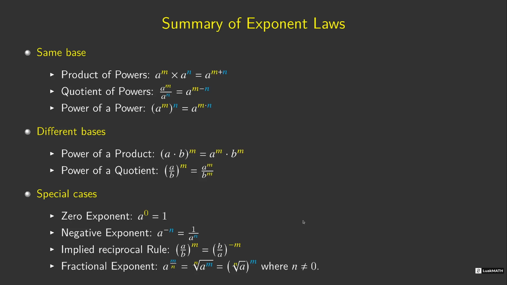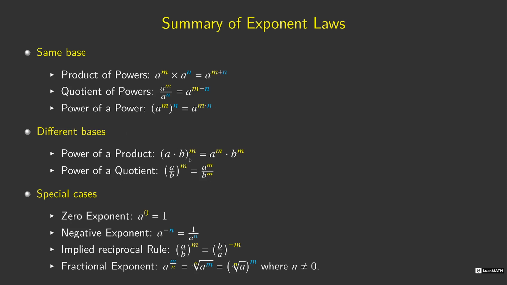Okay, so we've seen a lot, and this is a summary of everything we've seen so far. The very first case here deals with the same base. In this case, product of powers, a to the m times a to the n. You can just add exponents, so that becomes a to the m plus n. If you have a quotient, you subtract. A raised to m divided by a raised to n equals a to the m minus n. If it is the power of a power, a to the m raised to n, it's equal to a to the m times n. You multiply the exponents.